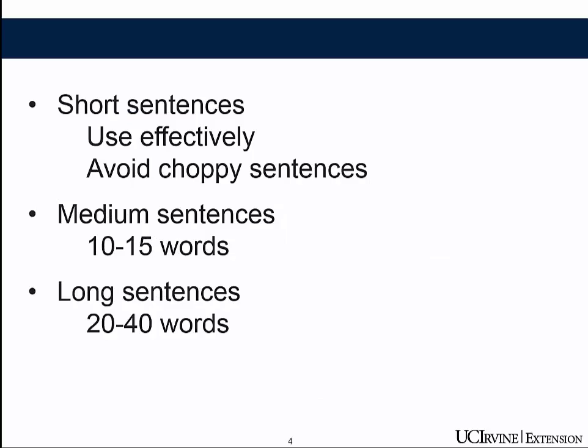Another way to create variety is by the length of your sentence. If we use too many short sentences, we get a bad style. We call that choppy. We don't want to have a choppy style. So too many short sentences makes your style choppy. But short sentences can be used effectively if we mix them with medium and long sentences. So in your writing, you want to try to have more medium or long sentences, but occasionally if you throw in a short sentence after a long sentence, that can create a nice style.